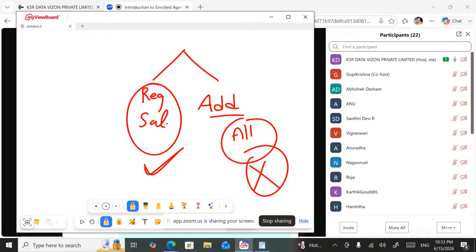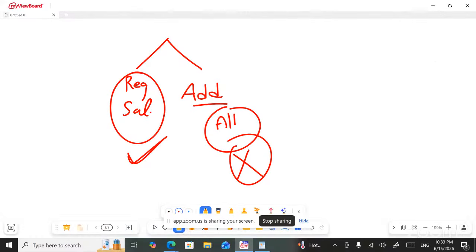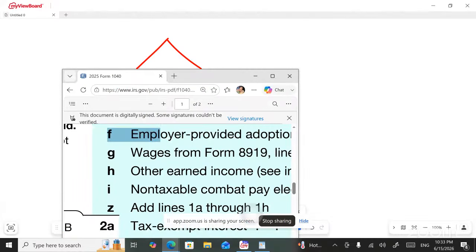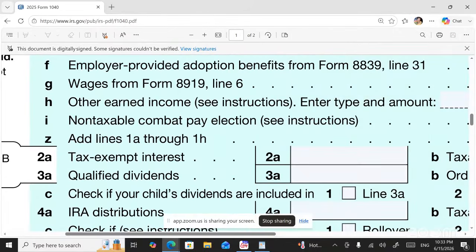The reason is that even though this allowance is not taxable, at the time of calculation of other benefits like tax credits, this item shall be included for calculation of those other credits. That's why this amount is included in form number 1040. The item itself is non-taxable: 1I, non-taxable combat pay election.